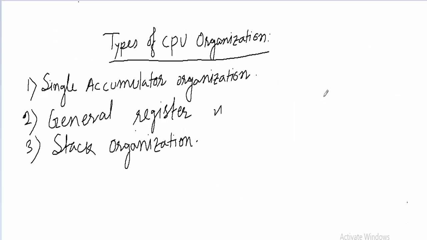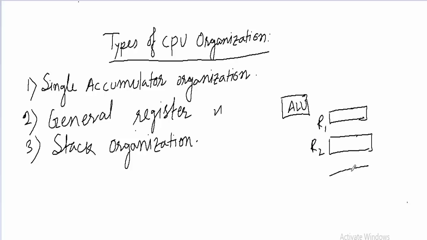Now we are going to talk about general register organization. In general register organization, there will be an ALU, and along with that there will be a lot of general purpose registers, like R1, R2, R3 and R4.